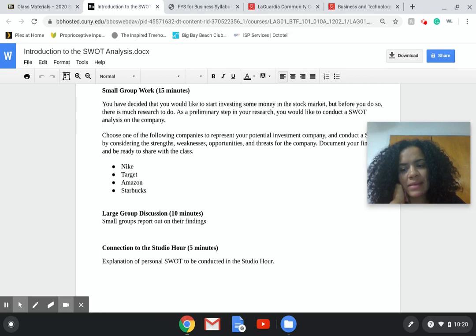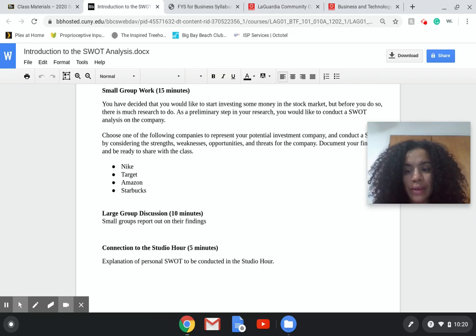So how this ties into the work, of course, we're learning about business. This is a very important business tool that companies use, and you're learning how to use that. And then when you go to the studio hour, you will actually have an opportunity to also learn more about the SWOT and do a SWOT, but this time you'll be doing a personal SWOT. So you'll actually be looking at yourself and thinking about your own strengths and weaknesses, your own opportunities and threats.